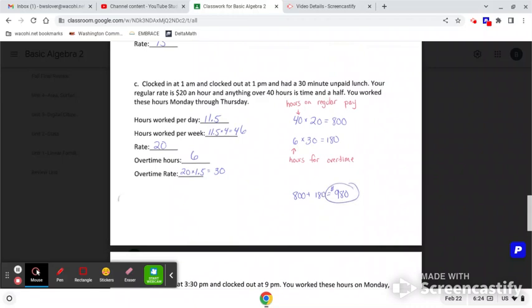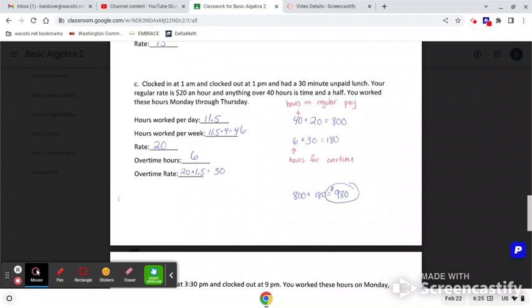Now, letter C is probably the most complicated one, or one of the most complicated ones you're going to see, because now we're getting into overtime. So overtime, remember, is anything that's over 40 hours of work in that week. So I clocked in at 1 a.m., I clocked out at 1 p.m., so right away I know that's a 12-hour shift, and I had a 30-minute unpaid lunch break. My regular rate is $20 an hour, and anything over 40 hours is time and a half.